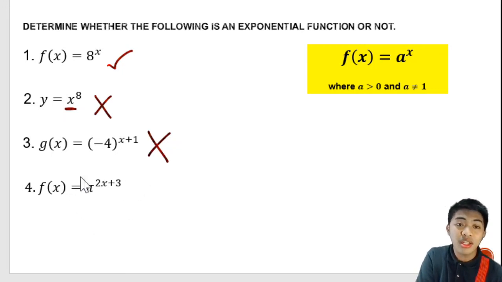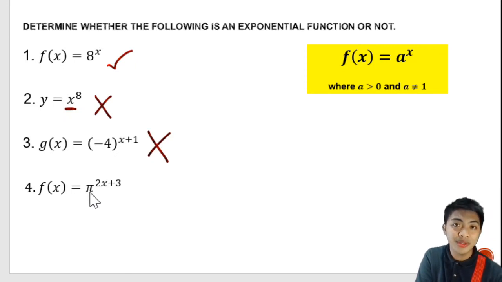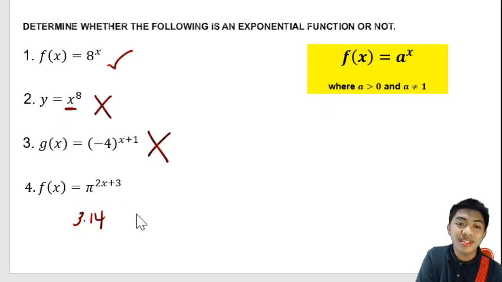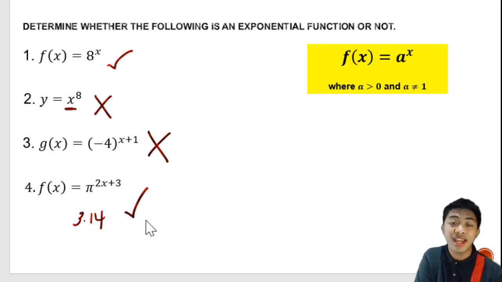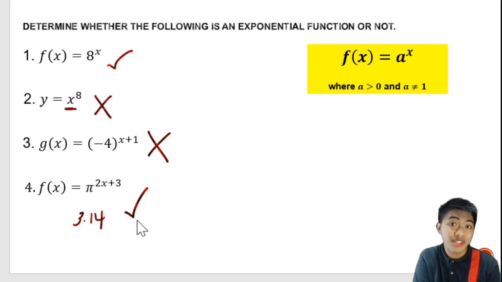So number 4, ang base natin ay pi. And we all know that the value of pi is approximately 3.14. And is 3.14 greater than 0? Yes. So this one here is an exponential function. So given the definition of exponential function, I hope you already know how to determine a given function if it is exponential function or not.